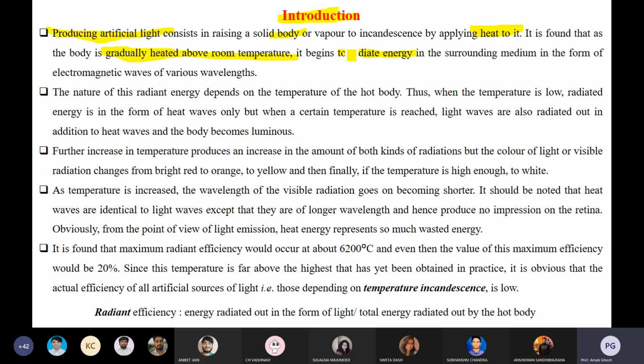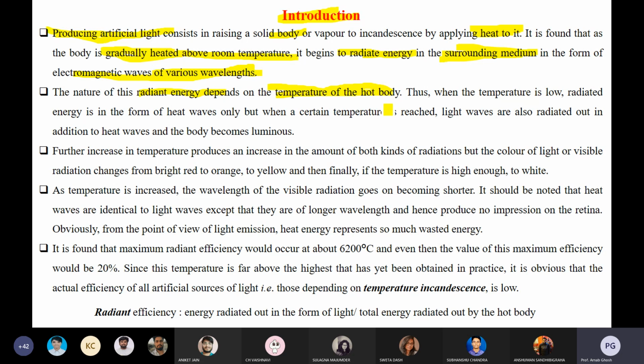So there is infrared radiation, and normally the camera catches that infrared. Heating is uneven, so low wavelength heating is there. That's your infrared, radiating energy into the surrounding medium as electromagnetic waves of various wavelengths. Based on the heating pattern, different lightings are there. The nature of this radiant energy depends on the temperature of the hot body, that I am telling you.